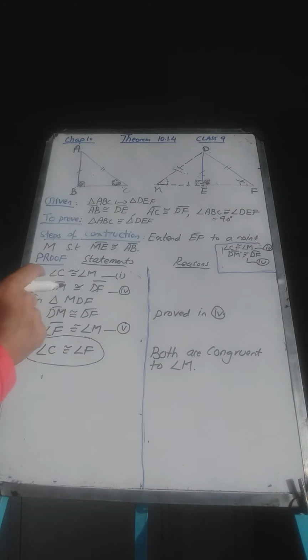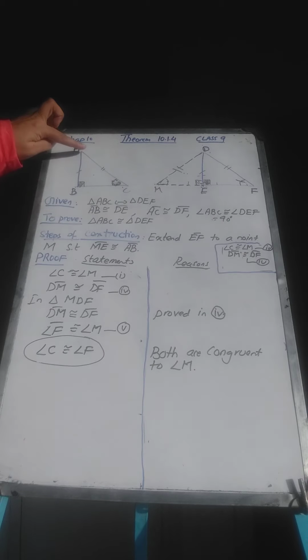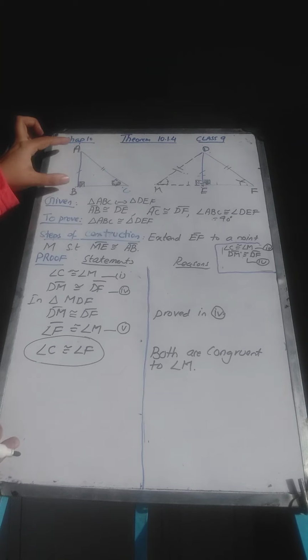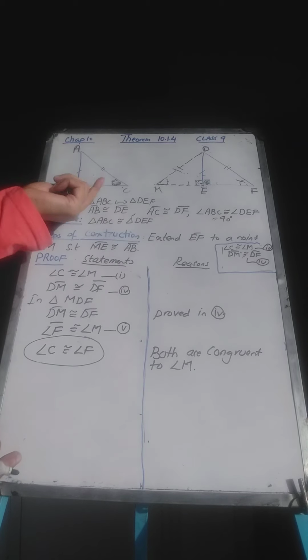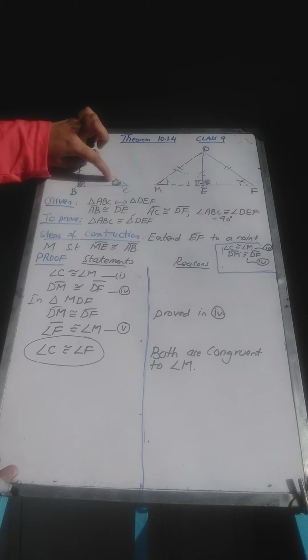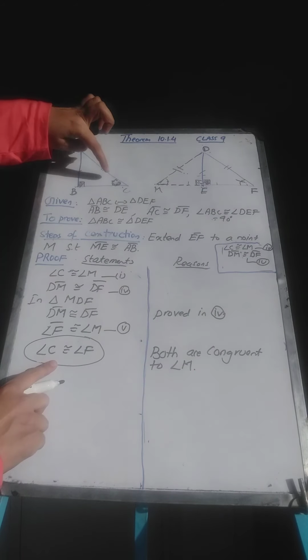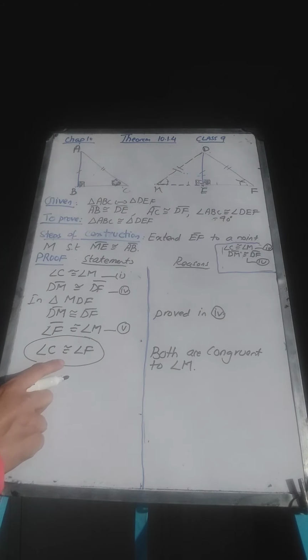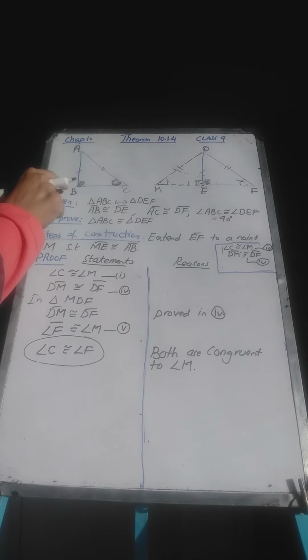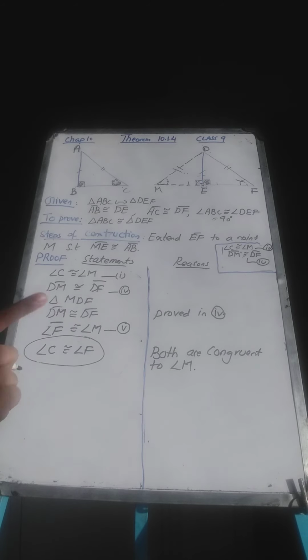Now we are able to apply the SAA postulate on triangle ABC and DEF, because we have one side DE congruent to AB, and we are going to take these two angles. Angle B was congruent to angle E, but we didn't know about C and F. Now we have proved that angle C and F are congruent. Therefore, we can easily apply the SAA postulate, because we have two angles and the side which is not included between these two angles.